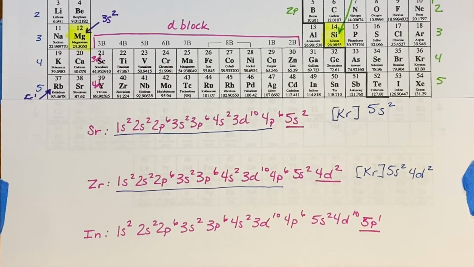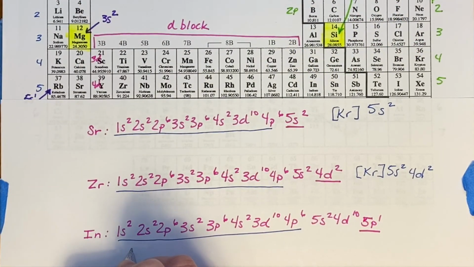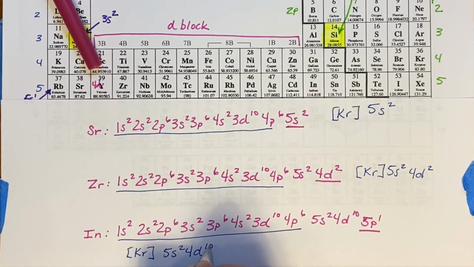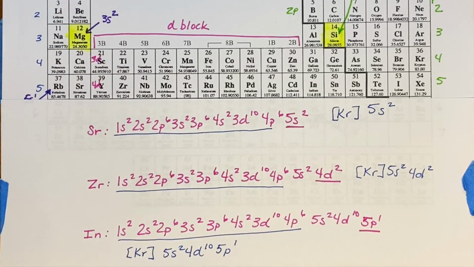Finally, for indium, atomic number 49. Krypton will still be my noble gas that I use for its noble gas core abbreviated form to abbreviate the electrons in the 1s through the 4p. I have to take care of the placement of the electrons after 36 up to 49. So I'm going to have krypton in brackets, followed by 5s2 for electrons 37 and 38. Electrons 39 to 48 are going to be placed into the 4d, and then electron number 49 gets placed into the 5p. So I have krypton followed by 5s2, 4d10, 5p1.